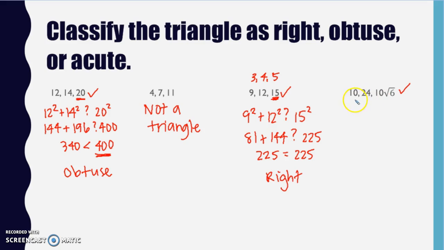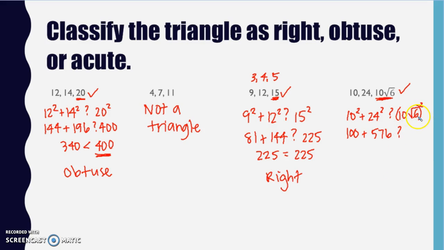In our last one, we got 10, 24, and 10 root 6. 10 root 6 is our biggest side. So I've got 10 squared plus 24 squared, and we see how that relates to 10 root 6 squared. 10 squared is 100. 24 squared is 576.